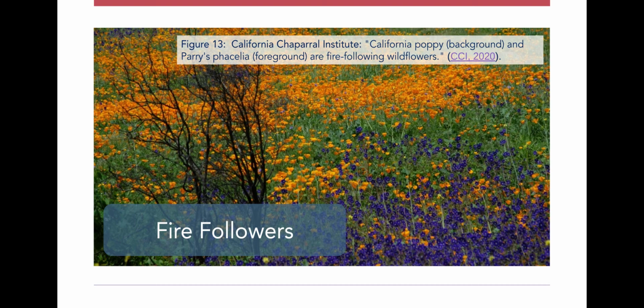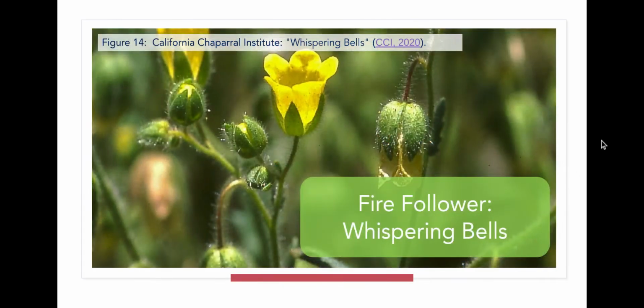In this image from CCI are examples of fire follower chaparral. They are California poppy and Perry's phacelia. Here's another example given by the California Chaparral Institute that they refer to as endemic fire followers. These are called whispering bells.